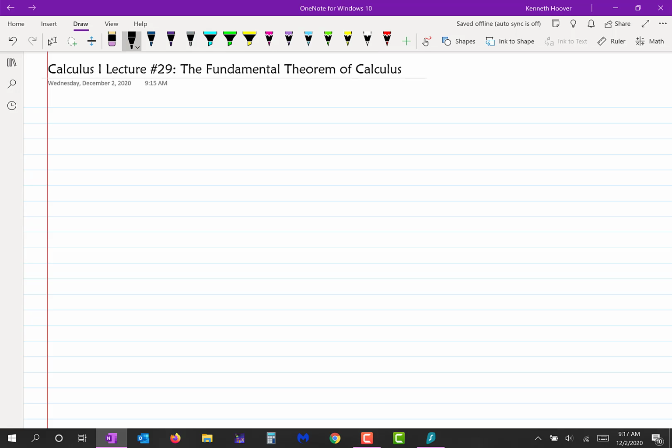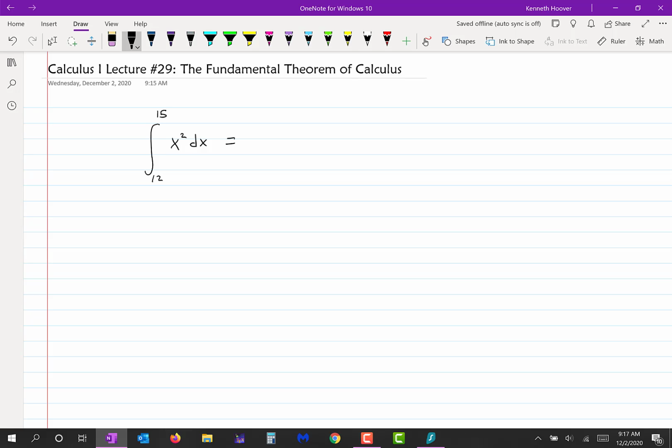Okay, let's start with an example here. I'm going to write down a simple integral. Let's say we're going to integrate x squared with respect to x from, how about if we say 12 to 15? Okay, so suppose you were going to work that out.